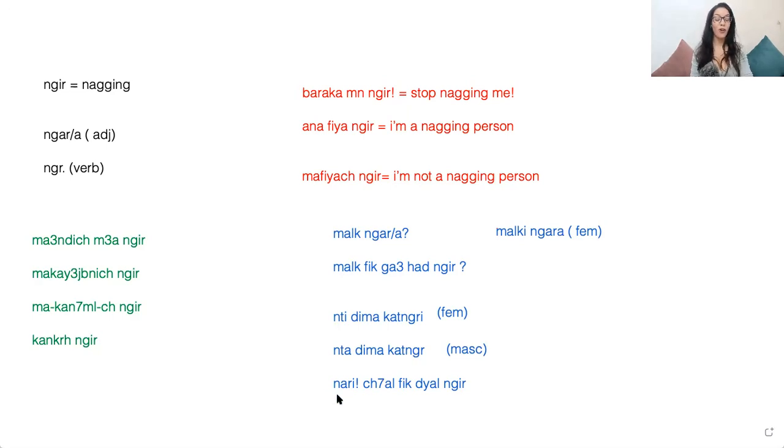It means, oh my God, how much nagging you have in you. You are wondering, this is just too much, I didn't expect that. So "shhal" is like how much, how many. "Fik" is in you, of nagging. How much is left in you of nagging? It's like we'll never finish.